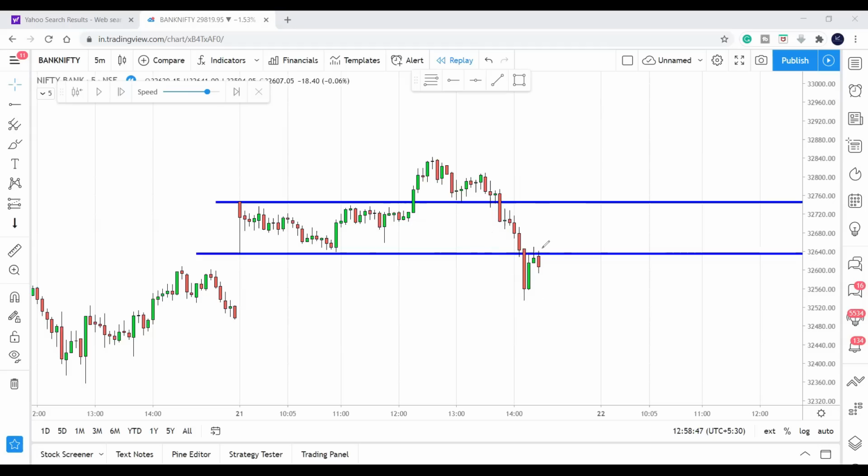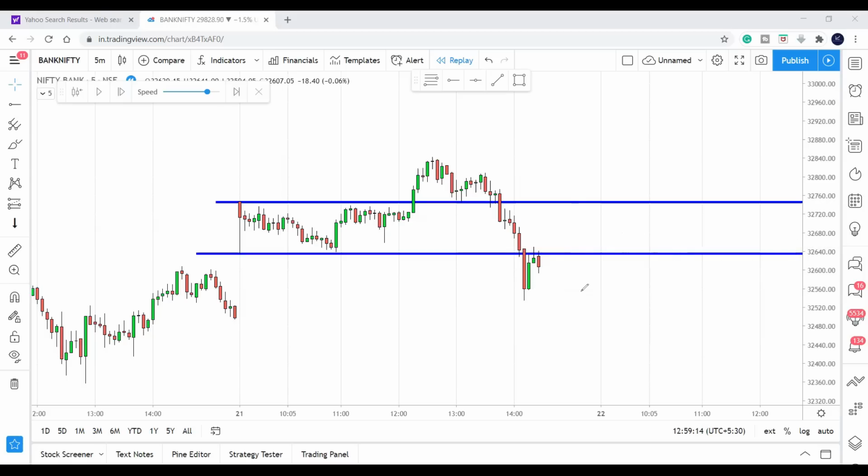If you short here, just look at how big your stop loss will be. Your entry will be here, so a big stop loss. In terms of points, if you consider this 32,550 and this is around 32,650, 660, that is almost a 100 points stop loss, a very big stop loss, right?